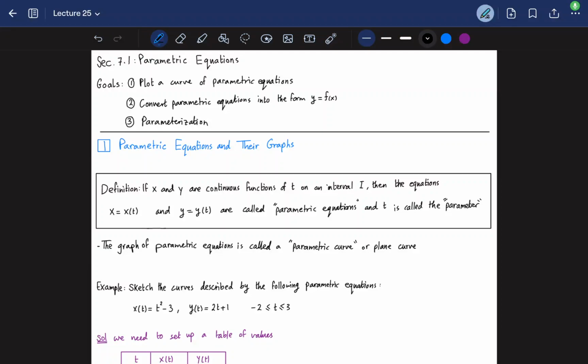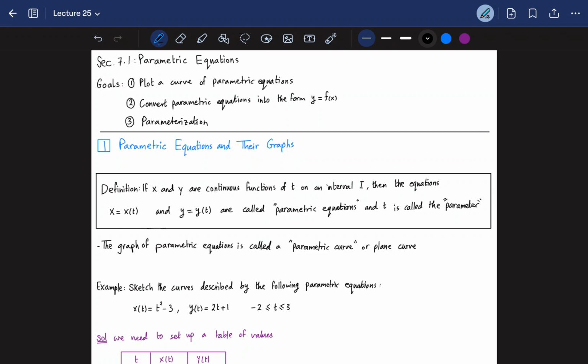So today we're going to start talking about the last chapter that we're going to cover in this class. It's chapter 7, Parametric Equations and Polar Coordinates. Today we're going to start talking about section 7.1, which is parametric equations.